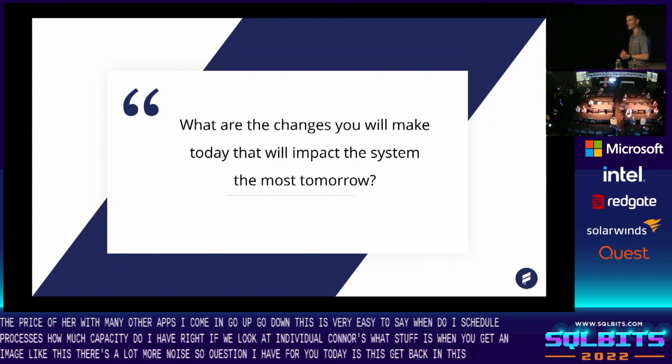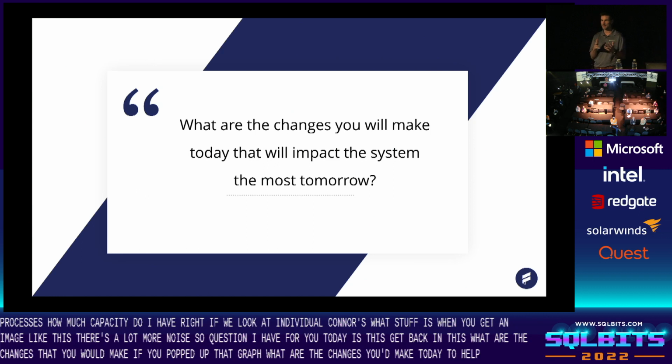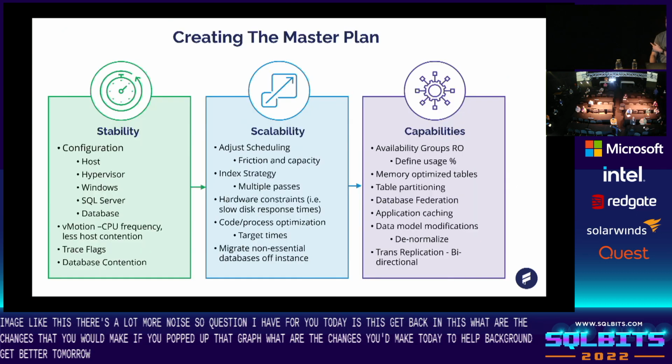This is an important question. What are the changes that you would make if you popped up that graph? What are the changes you'd make today to help that graph get better tomorrow? It's tough. I just showed you a whole bunch of crazy lines on a chart. How does that relate back to a SQL Server configuration, a piece of code, an index? And we'll talk a little bit about that. Because that's essentially what we have to do, right?